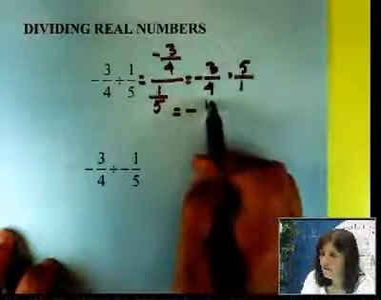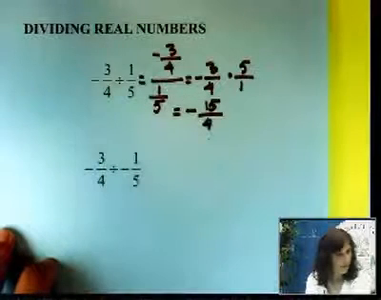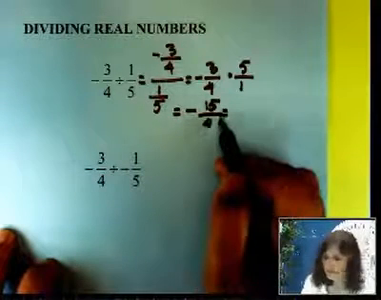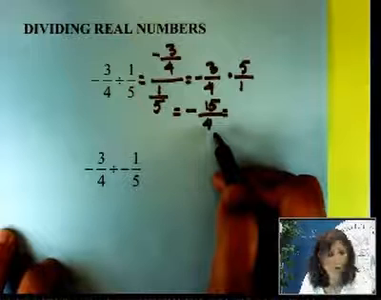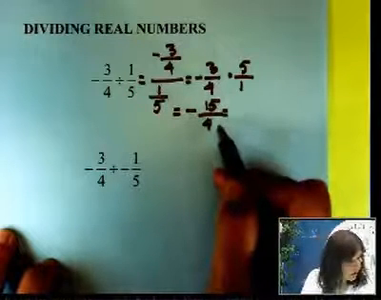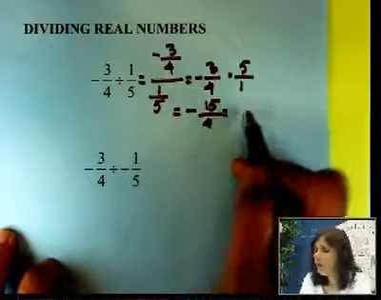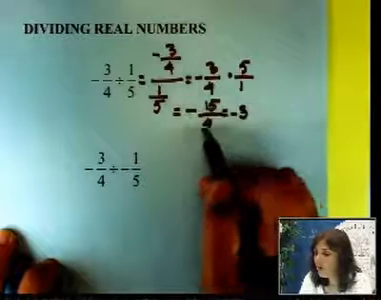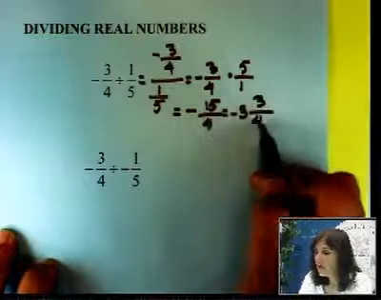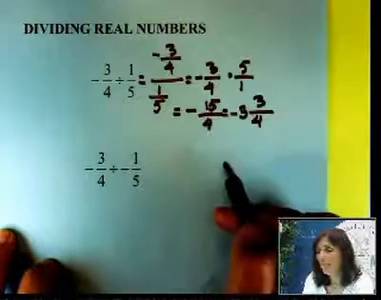3 times 5 is 15. 4 times 1 is 4. Okay? So, 15/4. I was just looking at a different thing. 15/4. So you can go, I have 3/4. So 3 times 4 is 12, plus 3, that's 15. So you can either write it this way or that way.